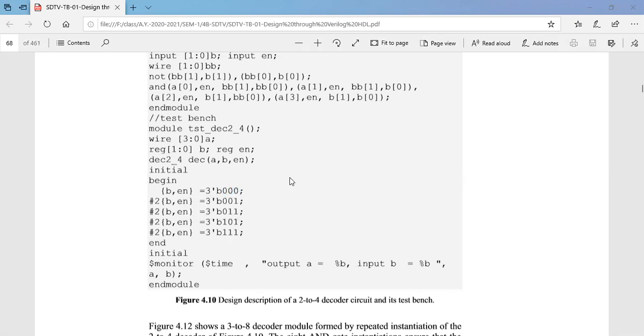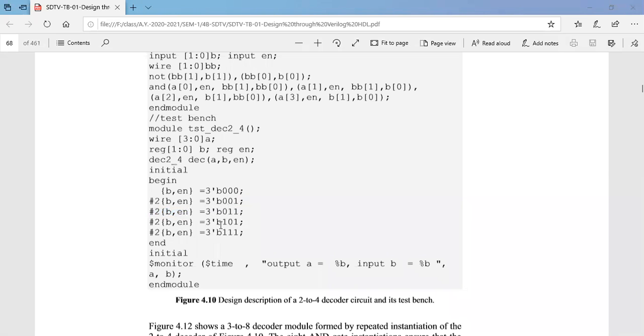After 2 units of time, all the inputs are zeros for 2 units of time. After that, the value of B with enable is 0, 0, 1. So what does it mean? You can see the last bit is always 1. That means only when the enable is 1, that chip is going to be on and work.